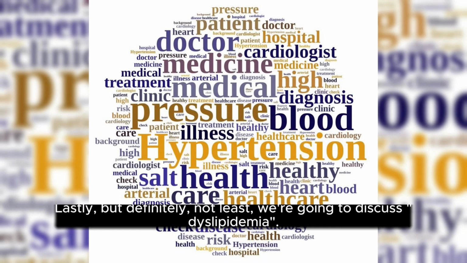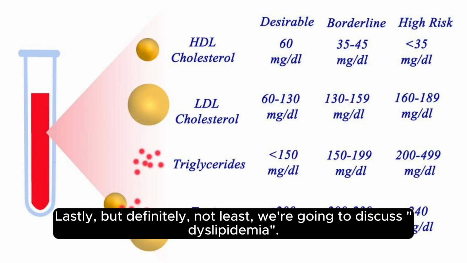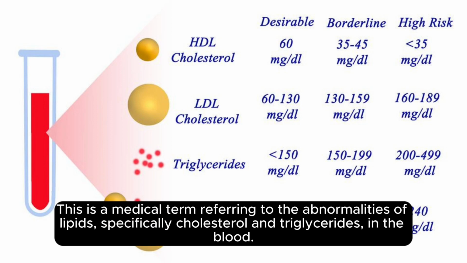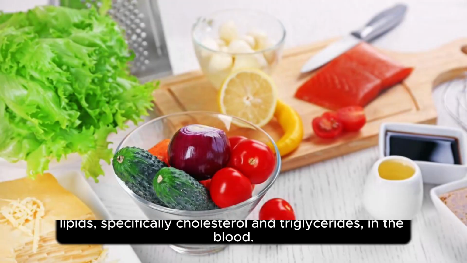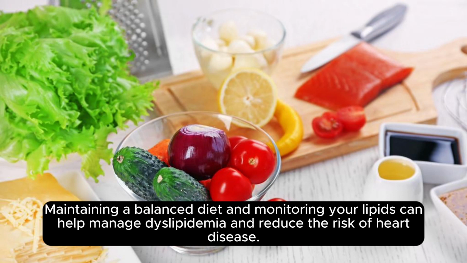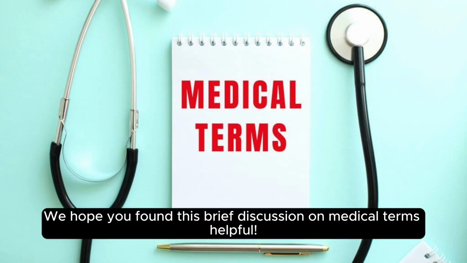Lastly, but definitely not least, we're going to discuss dyslipidemia. This is a medical term referring to the abnormalities of lipids, specifically cholesterol and triglycerides, in the blood. Maintaining a balanced diet and monitoring your lipids can help manage dyslipidemia and reduce the risk of heart disease.